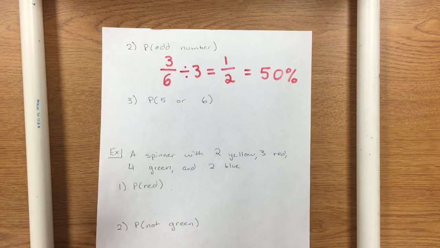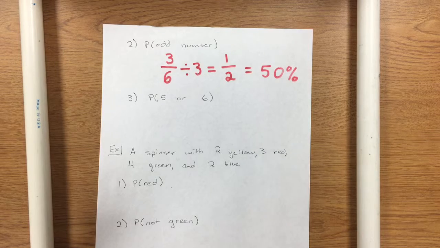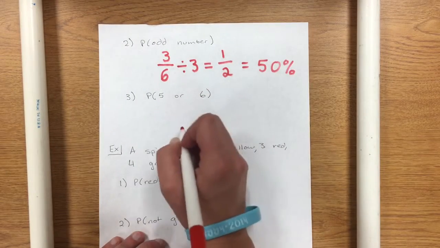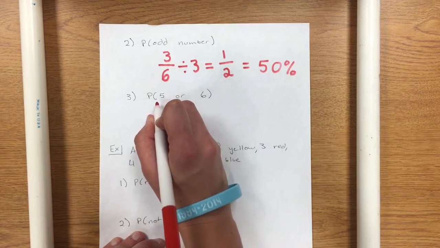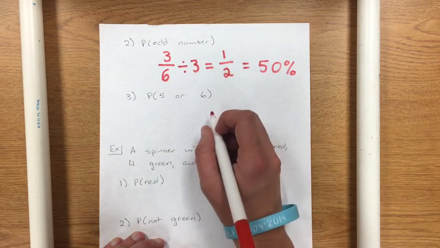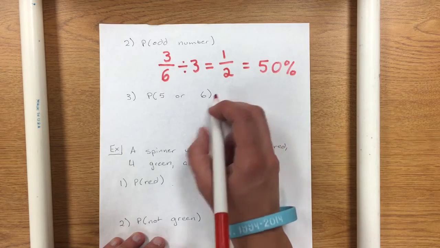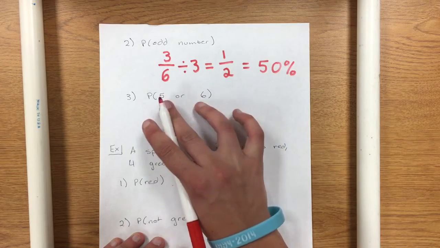All right, our next example. We want to find the probability of rolling a 5 or a 6. So when we have this "or," that's going to be kind of like finding the probability of rolling a 5 and the probability of rolling a 6. So that means we're going to add them together.